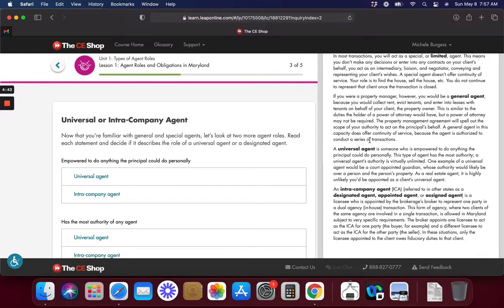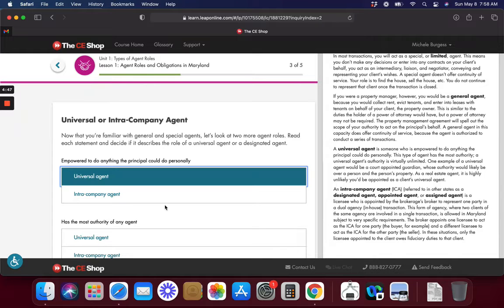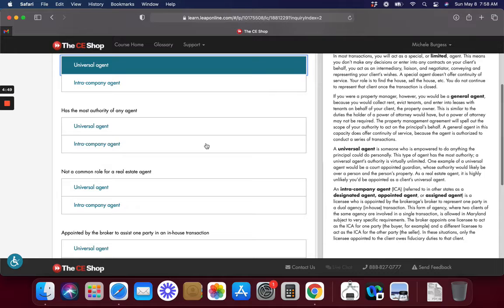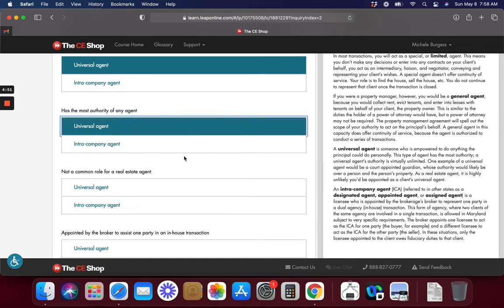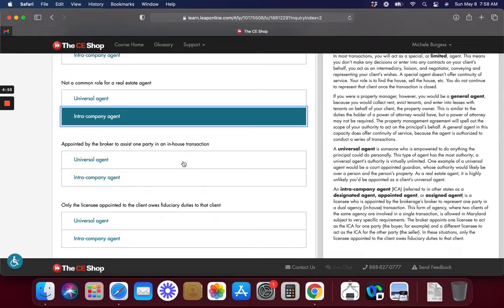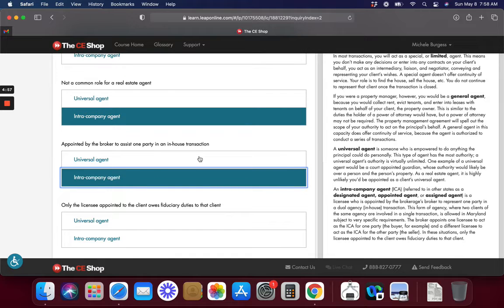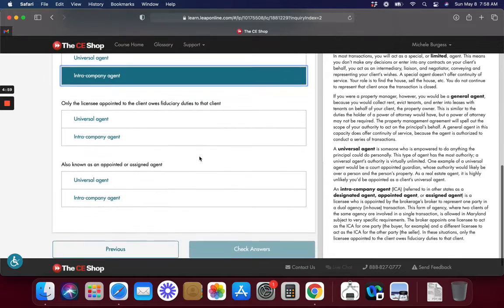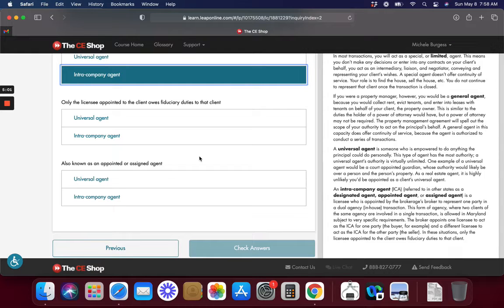All right, you're empowered to do anything that the principal could personally do, and this will be universal. It has the most authority over any agent. Not a common role for a real estate agent. Appointed by the broker to assist in an in-house transaction. Only the licensee appointed to the client owes fiduciary duties to that client. I have no idea what that one would be.